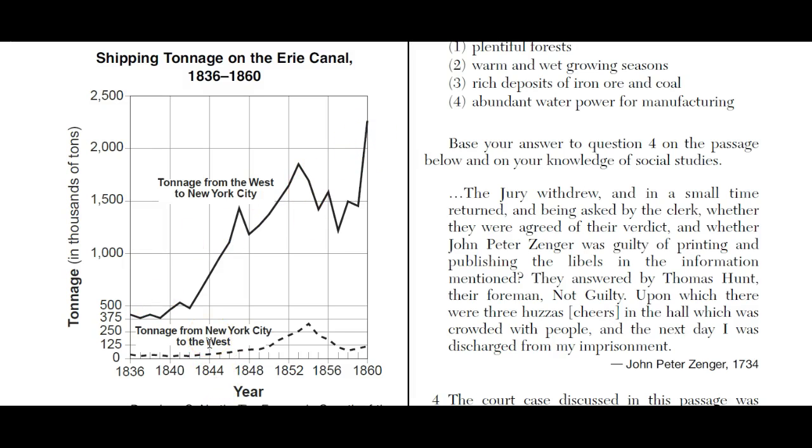Tonnage from New York City to the west, going the other direction. You see it starts at nothing and then climbs slowly, never gets nearly as big. Why? Because the farmers are growing stuff, putting it out, and then shipping it to the rest of the world to sell. They're not importing a lot of stuff. Okay. So let's see. What's the question that they ask?